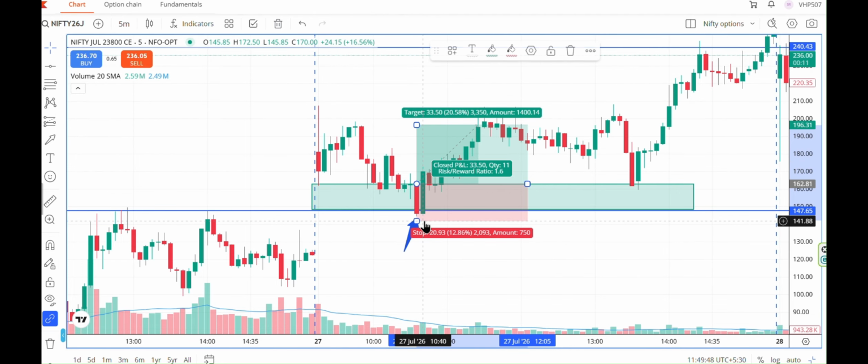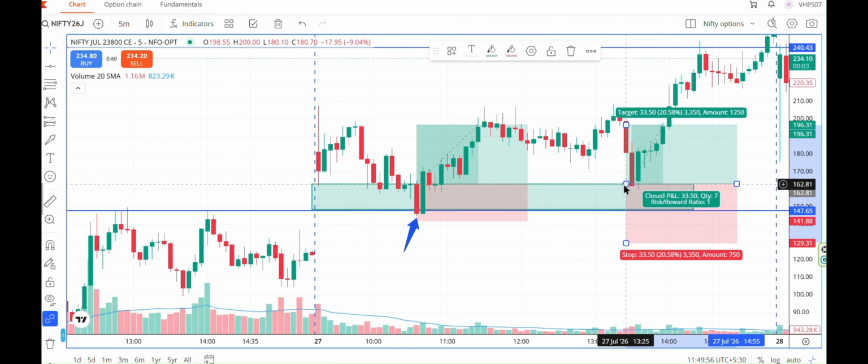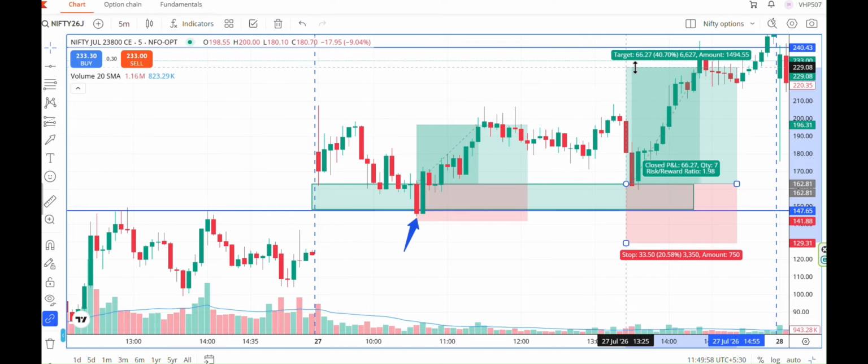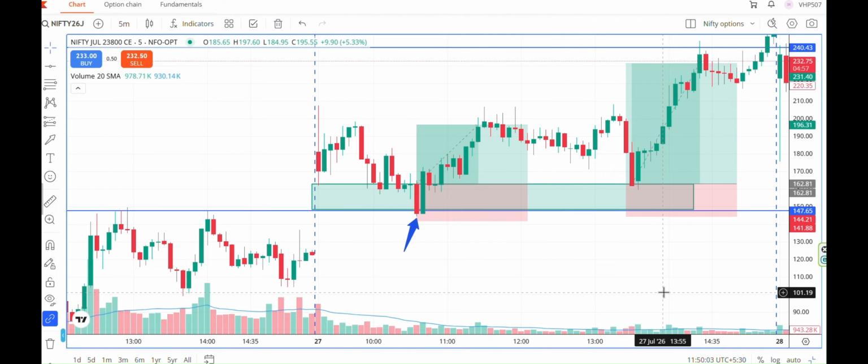This is because 23,900 is the strong support in this bottom reversal setup, and once the reversal begins, the price should ideally not move below that level again. This is how a bottom reversal setup is identified and traded using option chain data.